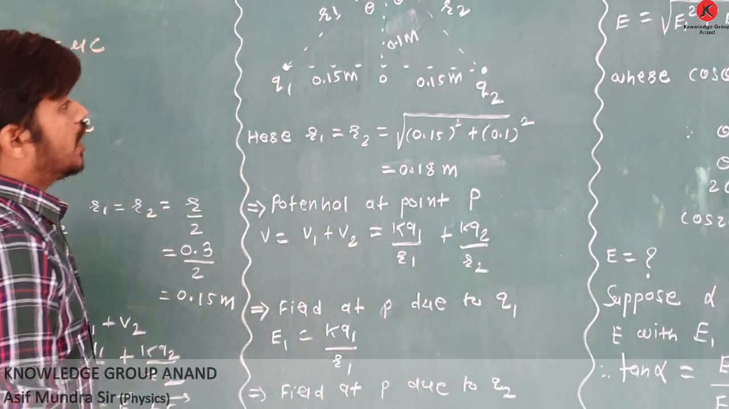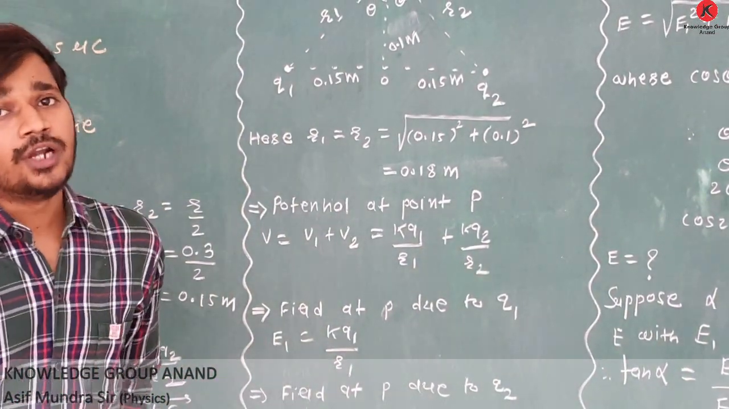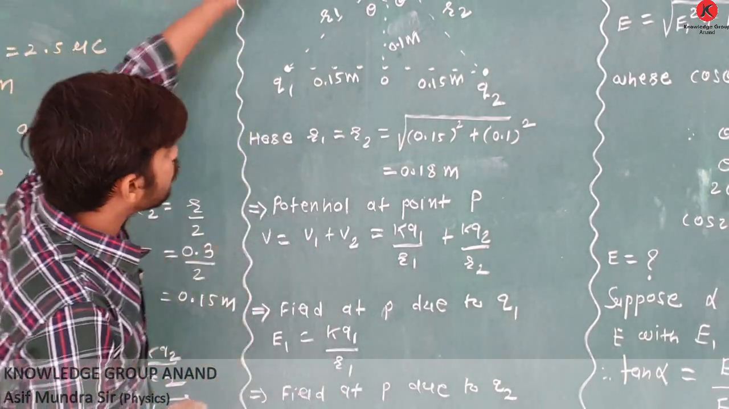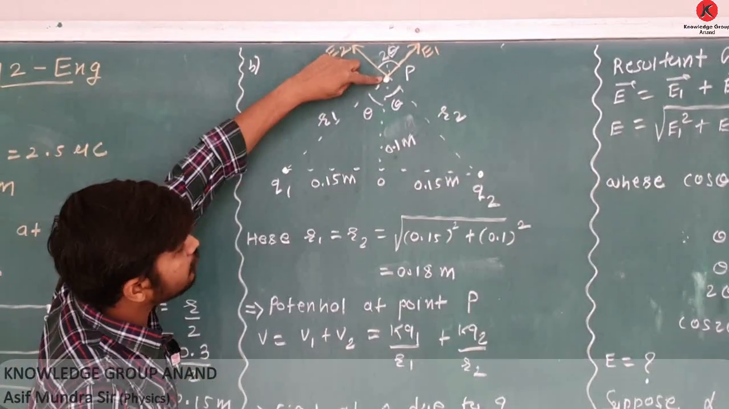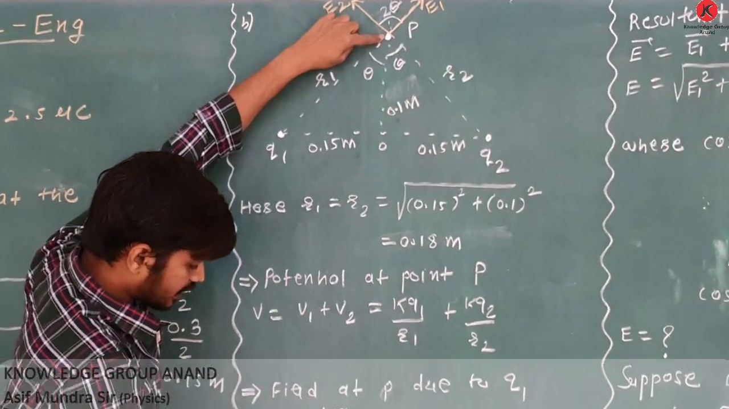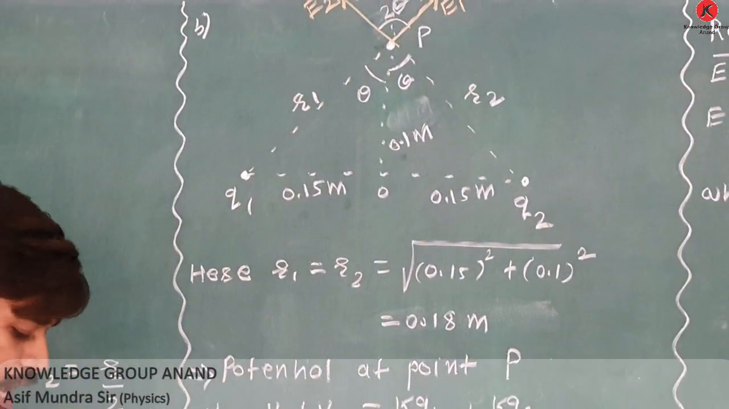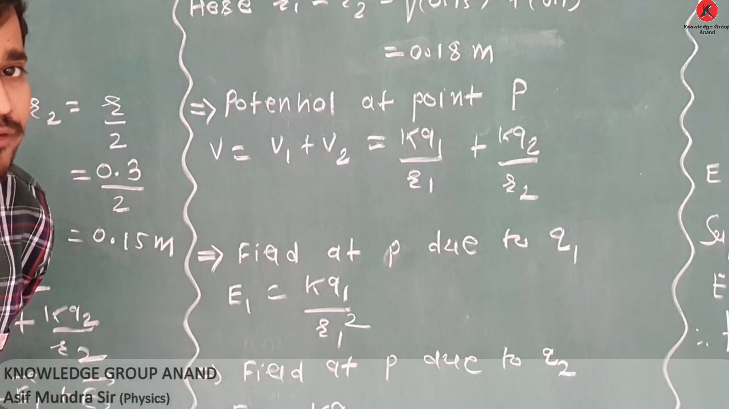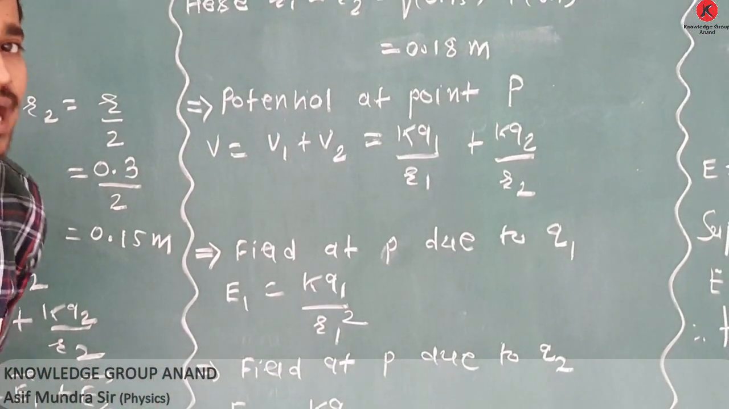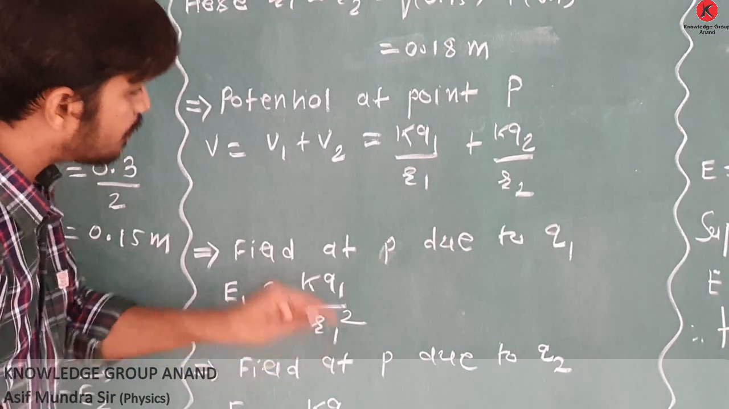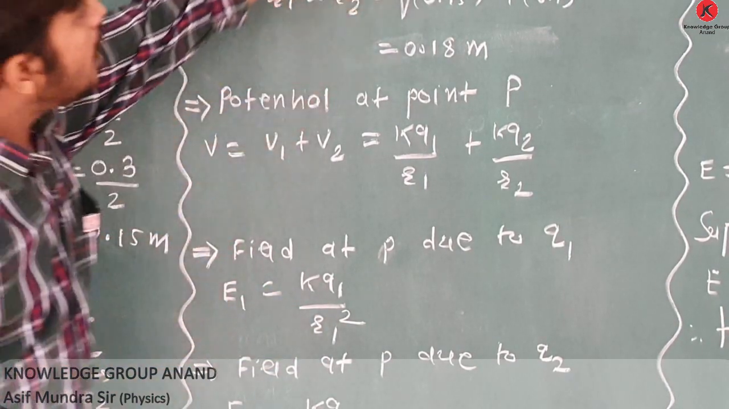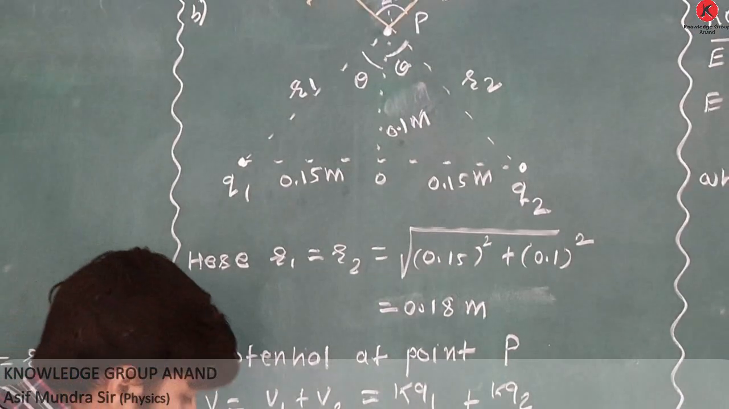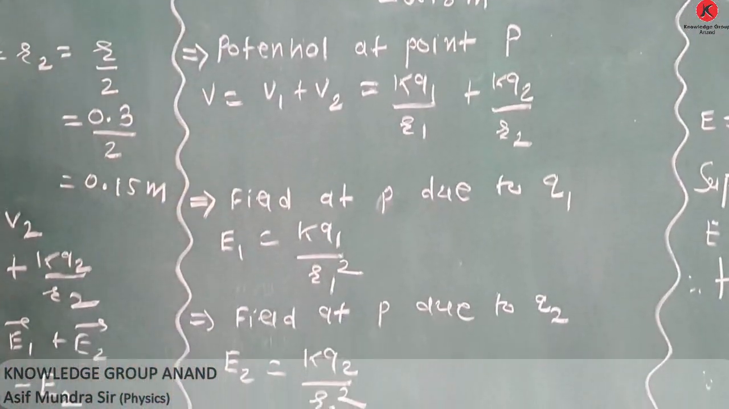Okay. Now, what about the electric field? Electric field is a vector quantity. First of all, find the electric field at point P due to Q1. E1 is equal to K Q1 upon R1 squared. What is the equation of electric field? K Q upon R squared. So it is K Q1 upon R1 squared. Now at point P, what is the electric field due to Q2? It is K Q2 upon R2 squared.